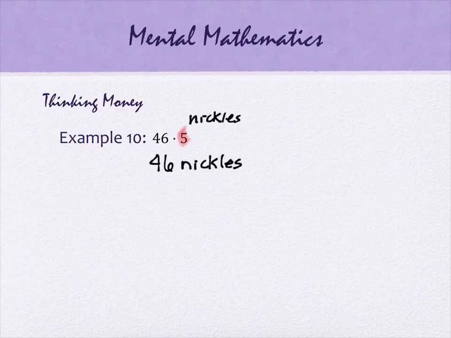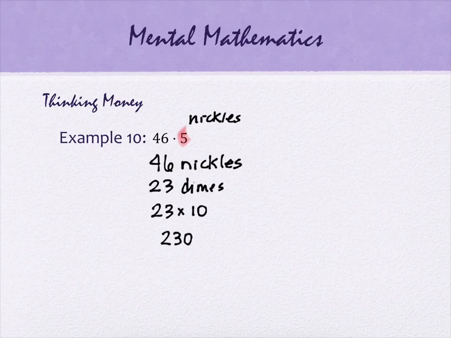Now, nickels are fine, but dimes are easier. If I have 46 nickels, how many dimes is that? 23. But what does 23 dimes mean? Well, it means 23 times 10. And multiplying by 10 is easier than multiplying by 5. 23 times 10 is 230, thank you.